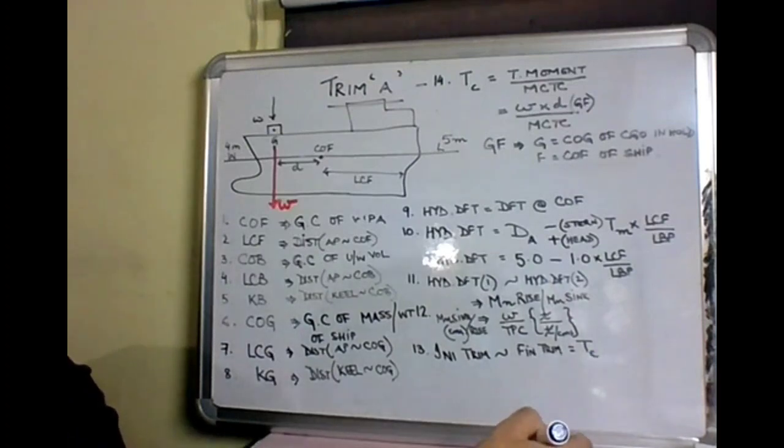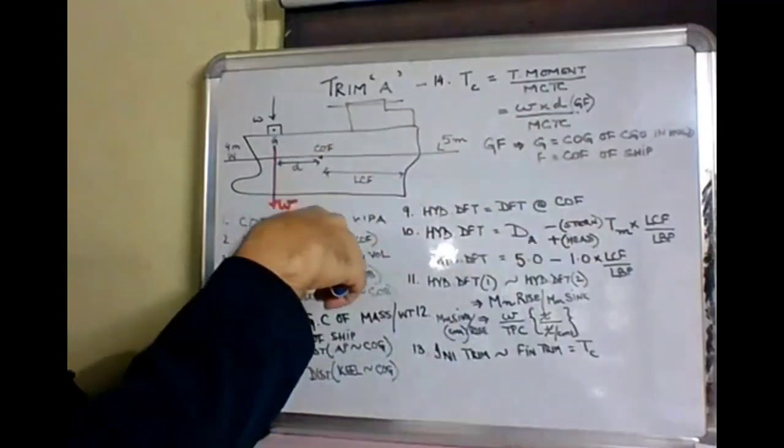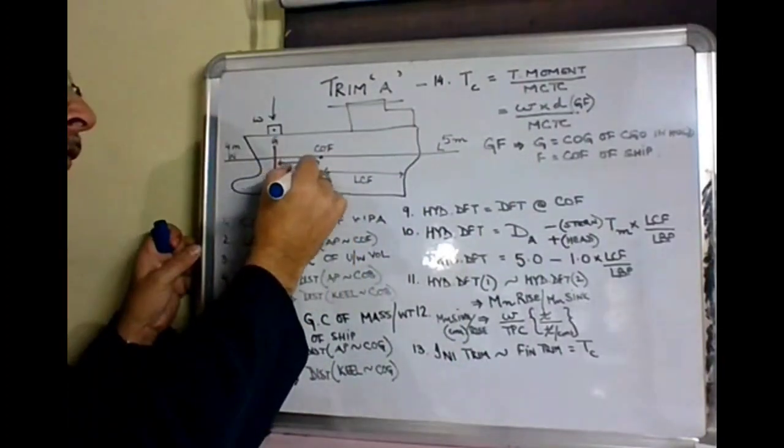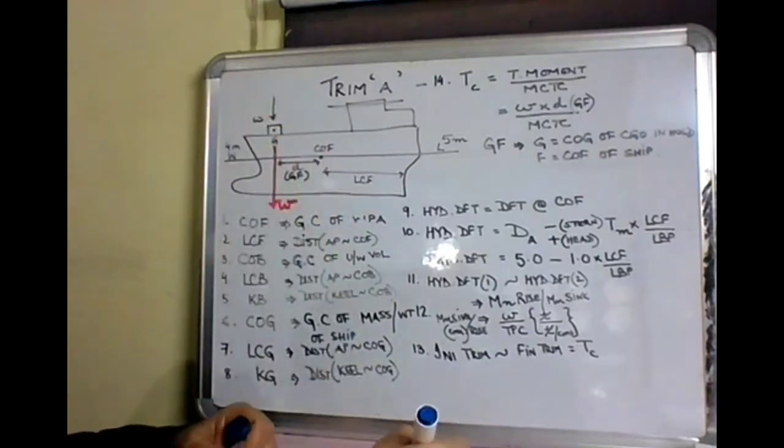Okay, sir. So GF is D. This D is GF. GF is D. Is this okay with everyone, the formula?